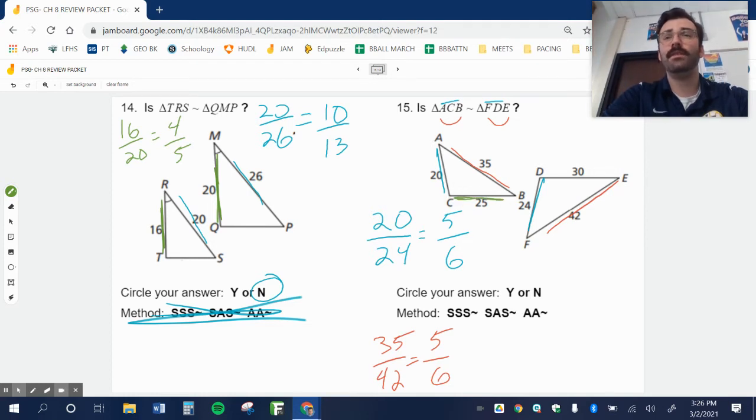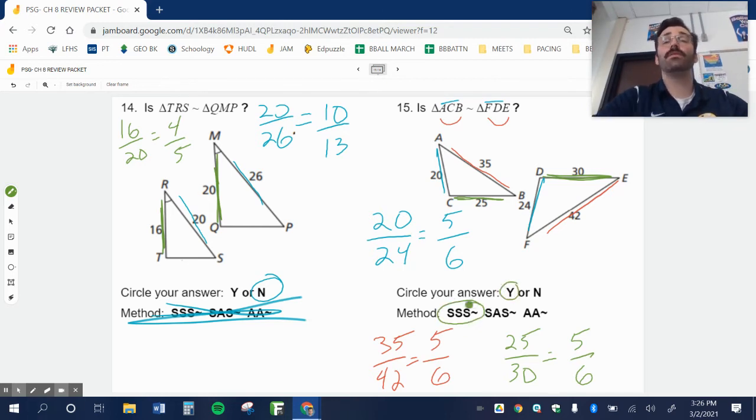C to B and D to E, 25 over 30. Hey now, 5 over 6, look at that. These are similar by side, side, side. Make sure you test all 3.